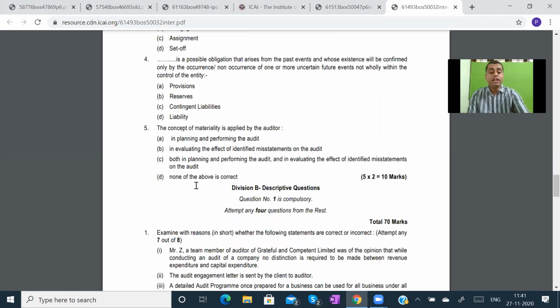Okay. Fifth one. The concept of materiality is applied by the auditor. A, in planning and performing the audit. B, in evaluating the effect of identified misstatements on the audit. C, both in planning and performing the audit and in evaluating the effect of identified misstatements on the audit. D, none of the above is correct. Common sense. Again, a common sense question. You don't need great auditing knowledge also. Tell the answer.